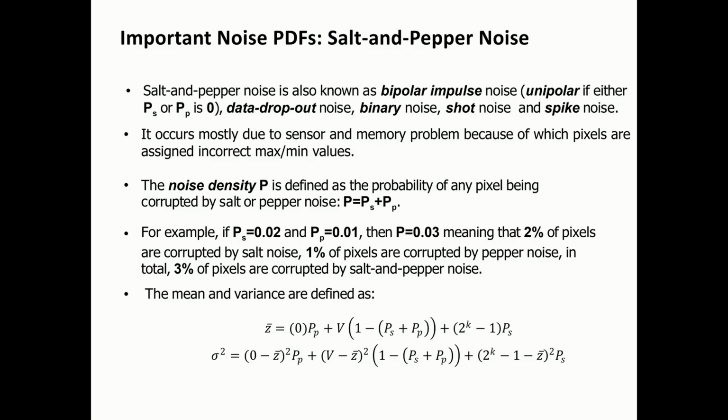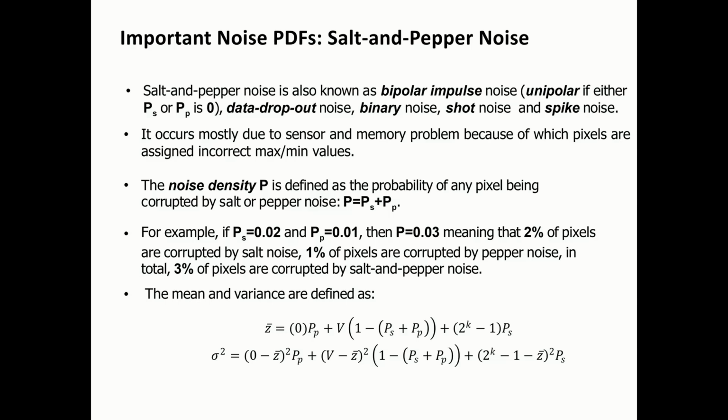Okay. So what is the total noise probability? It will of course be PS plus PP. Okay. Probability of salt and probability of pepper. So, for example, if the probability of the salt is 0.02 and the probability of pepper is 0.01, what will be the total probability? It will be 0.03. What it means is that 2% of the pixels in the image are captured by the salt noise, 1% captured by the pepper noise, and 3% overall are captured by salt and pepper.